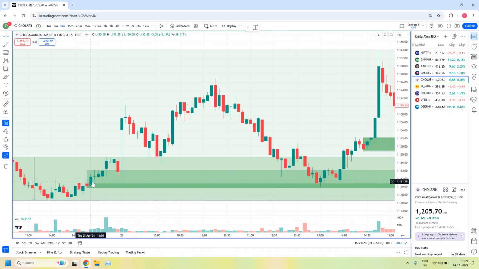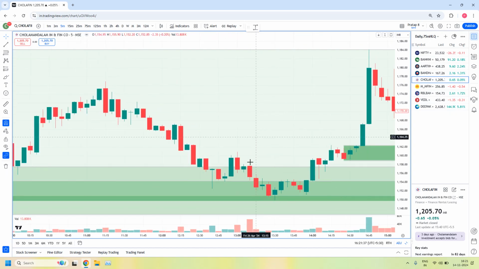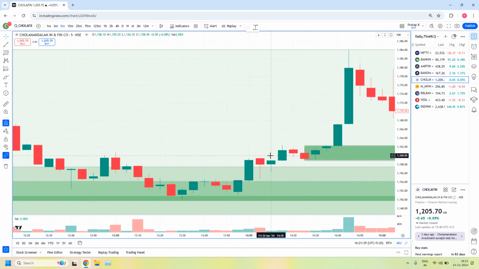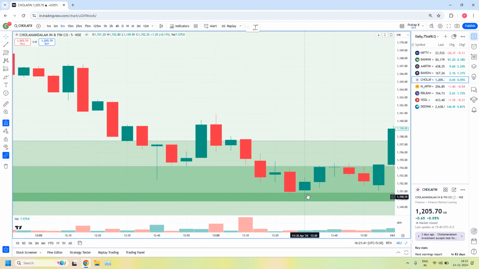We have a rally, base, rally. This is also exactly within the zone only. It didn't go outside. Only the rally candle is started here. Rally, base, rally. The 5-minute zone, and this 5-minute zone is tested. Already tested, went deep inside.